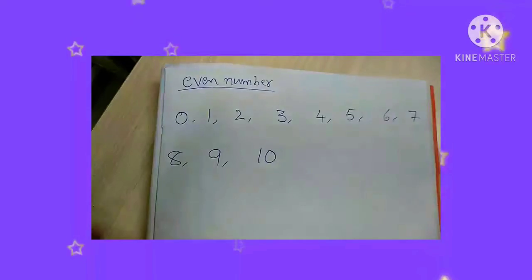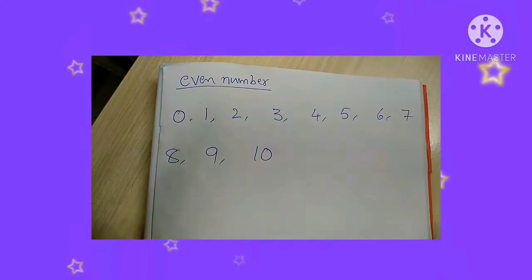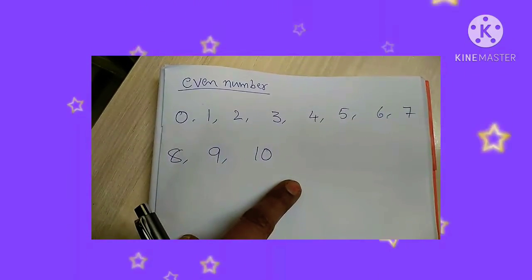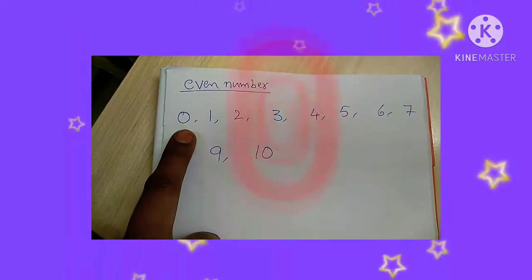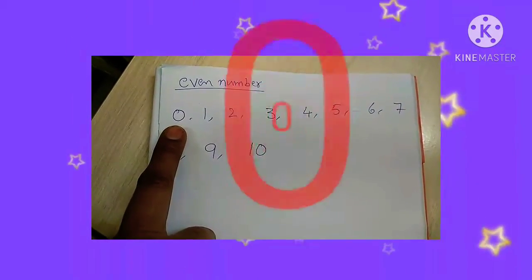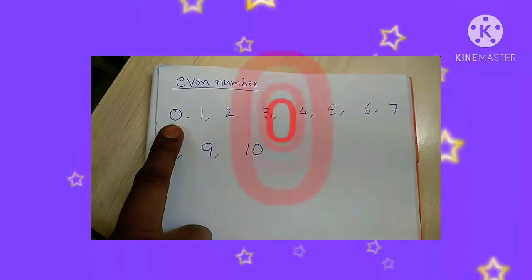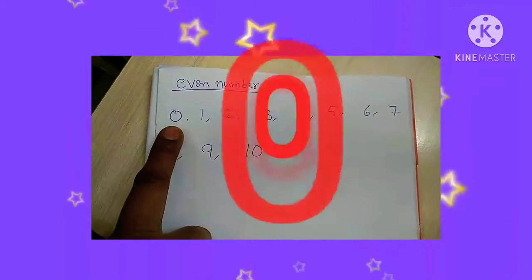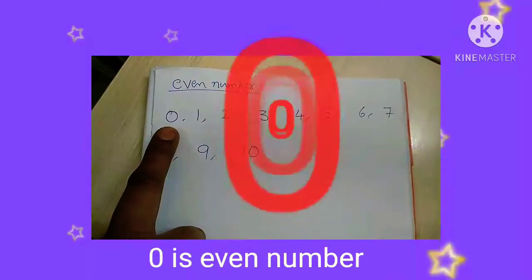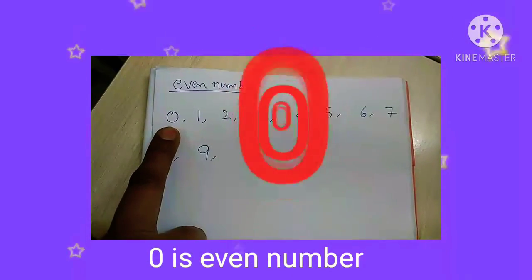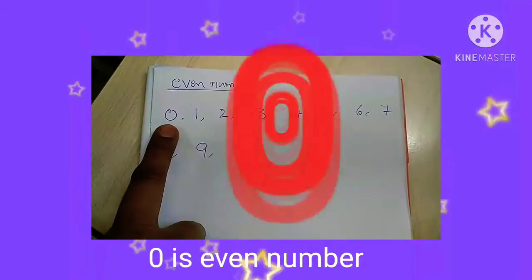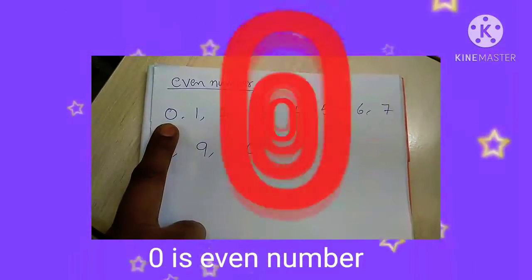Even number concept. How to identify the even numbers in the given numbers? Numbers 0 to 10 are given. First we will take 0. 0 means nothing. Nothing to share, nothing to give. So here there is no need to share or give anything. So 0 means even number. 0 is an even number here, because there is no need to give anything, no need to take anything.